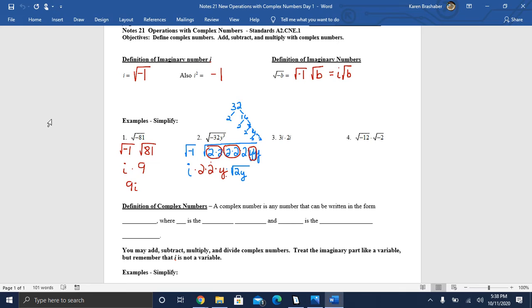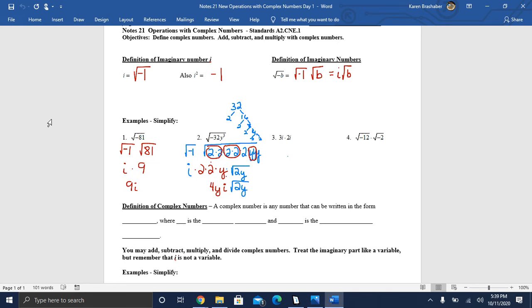So on the outside of the square root, I have 4yi. And then on the inside of the square root, I have the 2y. So I have the imaginary number i involved in that simplified radical. And so we kind of treat it like a variable, even though it's a number. And so when you're multiplying with i's, they work just like a variable would.